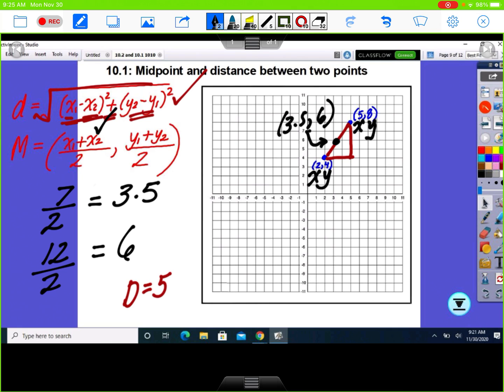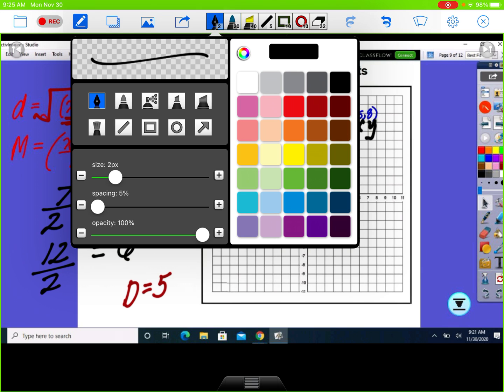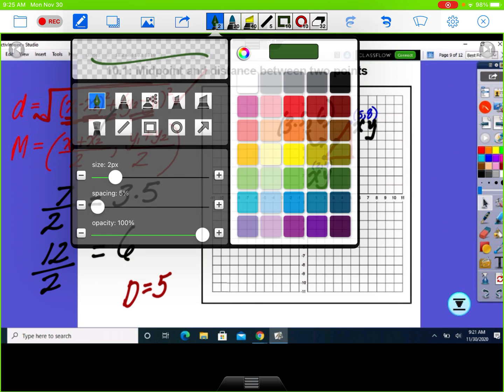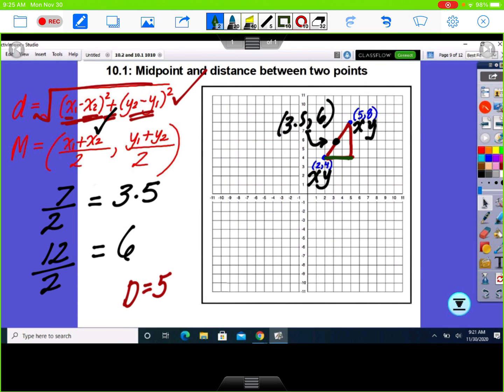Last hour, some people thought it was easier to just once again think in distances. So think about this, if you like this better. We decided how many units? 3 units. Between 2 and 5, it was 3 units. What is 3 cut in half? A distance of 1.5. Does everybody see what I'm saying?